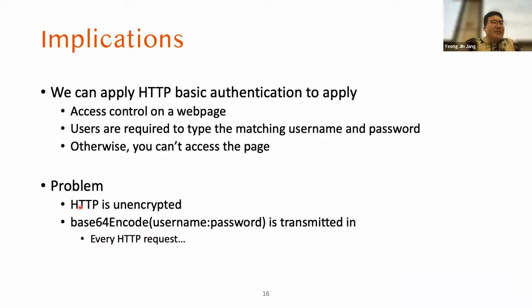So the implications. We can easily apply HTTP basic authentication to apply access control on a web page. We can have multiple username and password combos, and the client needs to supply the HTTP basic authentication string encoded in base 64 every time they access the website. On the server side, we can decode it and match it with the password, then verify whether that's a legitimate user or not. But the problem is that HTTP by default is not encrypted at all, so all the middlemen can see that. And base 64 encoding is not an encryption, so they can actually see the content.